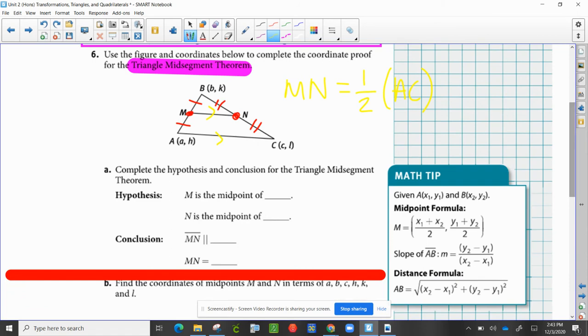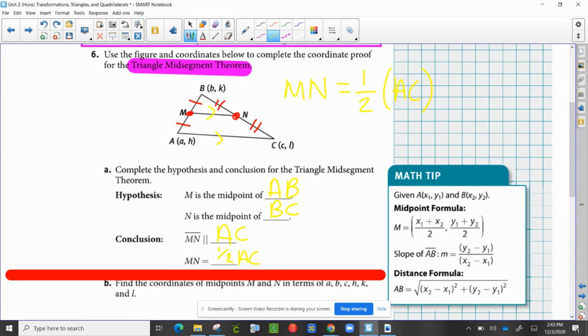Let's just talk about these problems right here. If M is the midpoint of AB, and N is the midpoint of BC, we know that if they form a mid-segment, MN has to be parallel to the third side, AC. And MN is going to be 1/2 of AC. So whatever the AC length is, your mid-segment will be half the distance.